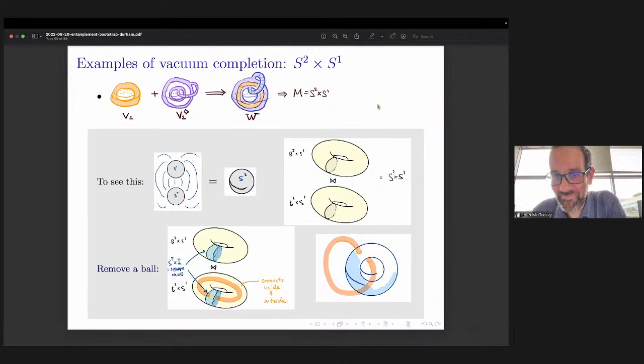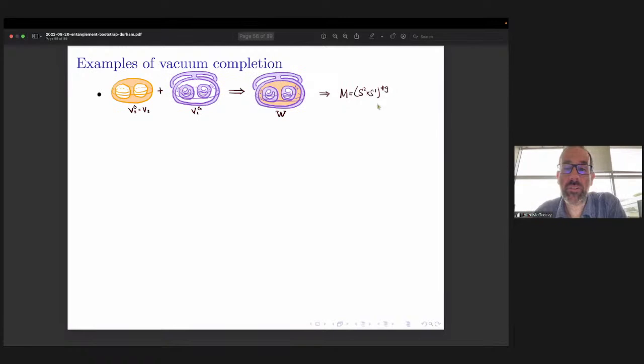Now I'm not going to explain yet why I care about making S2 times S1, but this will be a very important example. And by a similar series of manipulations, we can construct various other things like connected sums of S2 times S1. Connected sum means I take two manifolds, I cut out a ball from each of them, and then glue the boundaries of the balls.